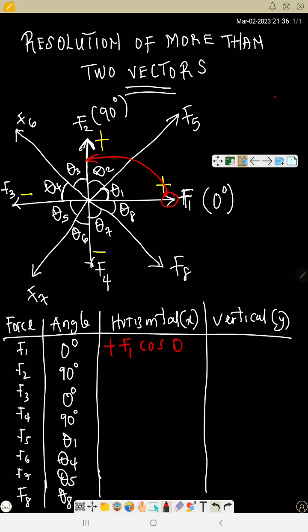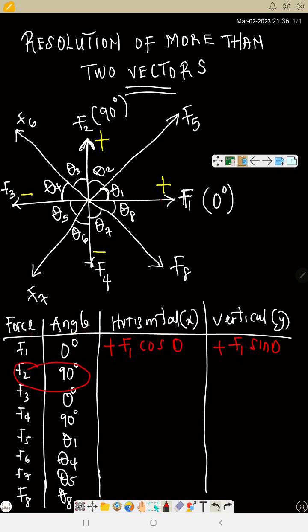Why? To the vertical, move this F1 like this. Now we are going anti-clockwise. You know, clockwise means the way your wall clock moves, then anti is backwards, opposite to the way your wall clock moves. In this case, we are moving anti-clockwise throughout. So F1 on horizontal is plus F1 cos 0. The same F1, move it to the vertical, so it's moving this way. To the vertical is also plus, so this is also plus F1 sine 0.